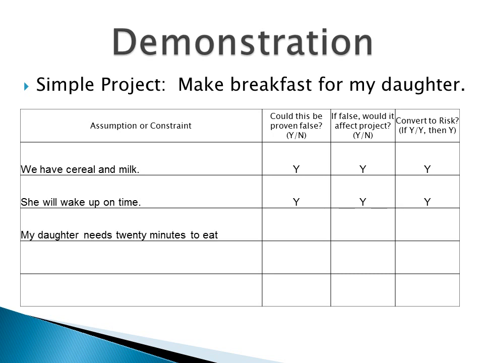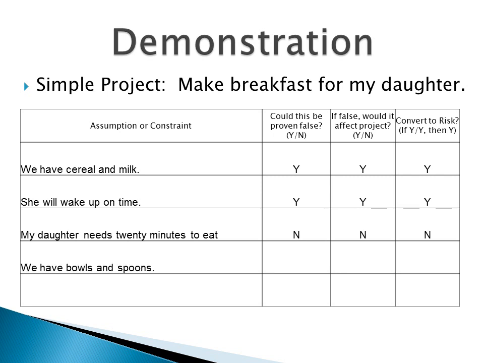One constraint for this project is that my daughter requires 20 minutes to eat her breakfast. This has never been proven false. It always takes 20 minutes. And if she did take less time to eat, it would not affect the project. Therefore, this does not need to be considered a risk.